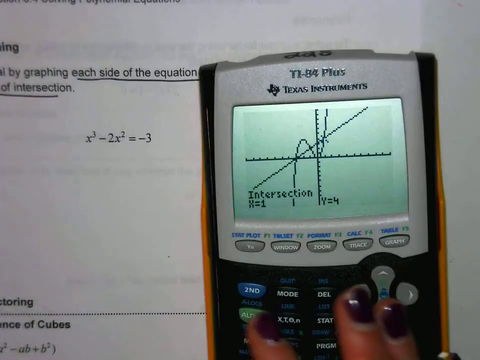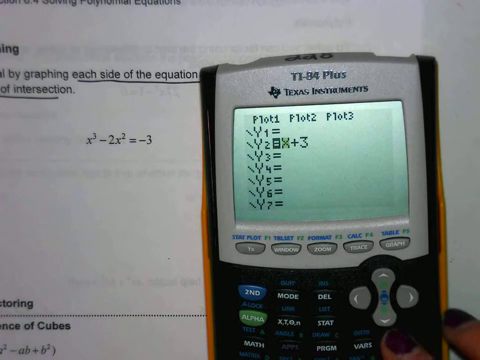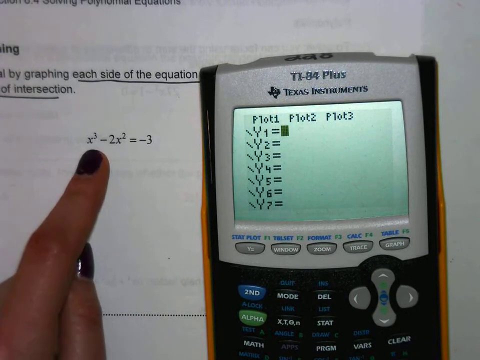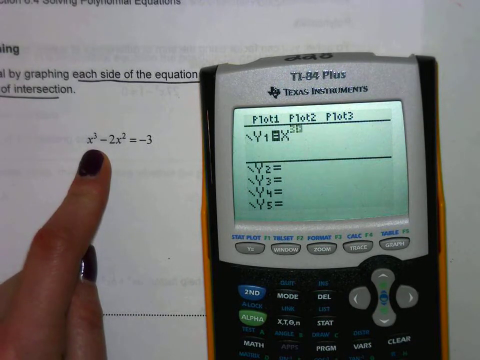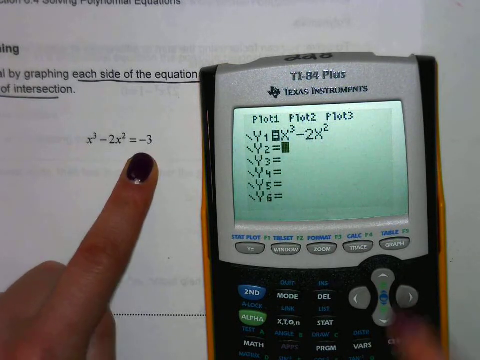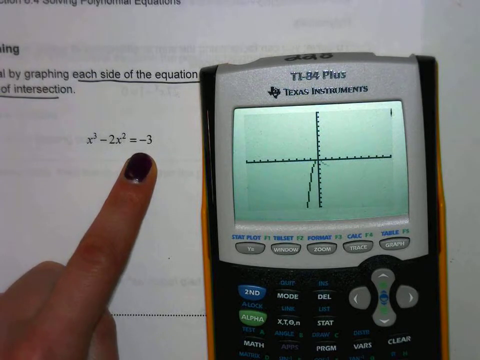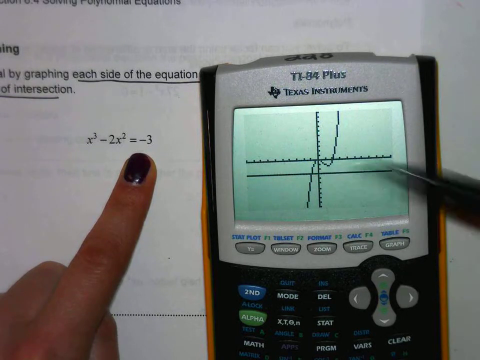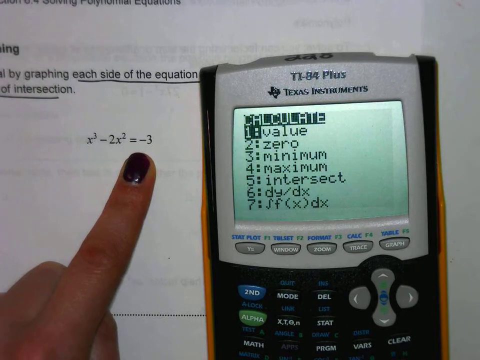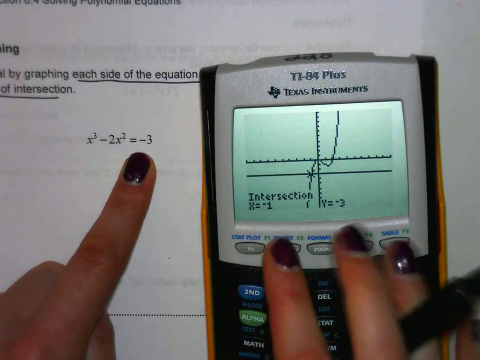So let's look at the second equation. Y equals, let's clear out both of those. So on the left side, we are at x to the third power minus 2x squared. And we have -3. Hit graph. So first equation, second equation, they only intersect in one place. So where do they intersect at? 5. Here's my first equation, my second. They intersect at a -1.